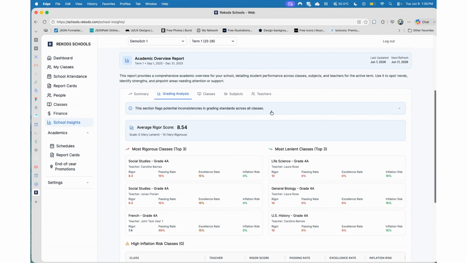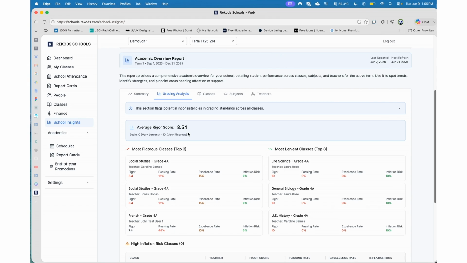The main metric here is the grade rigor score. It runs from 1 to 10. Here's how to think about it. A class where most students are earning high grades will have a lower rigor score, which suggests the grading might be easier. A class where grades are broadly lower will have a higher score, suggesting stricter grading.